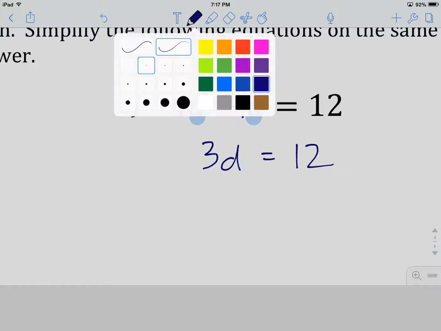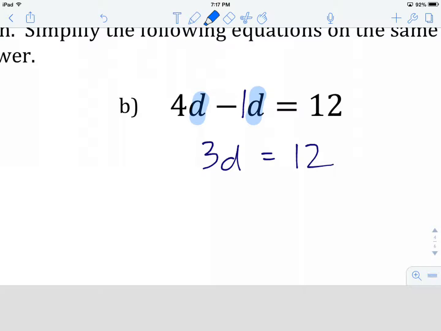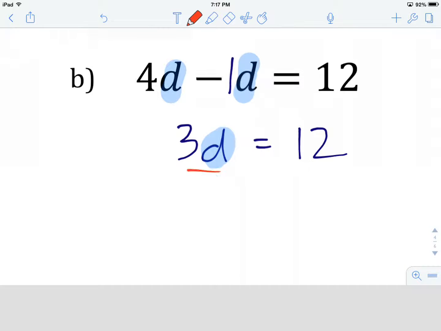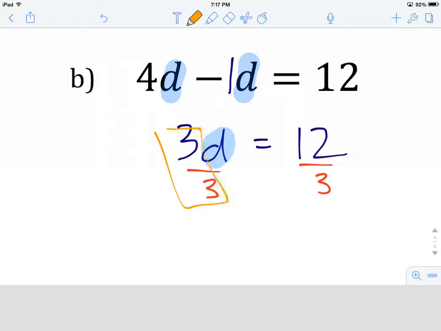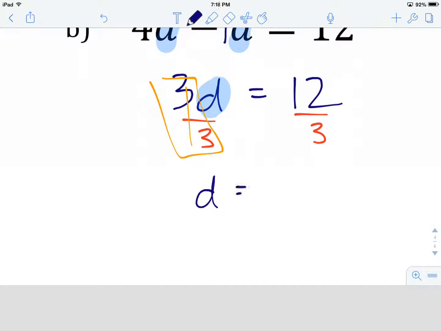So now we find our variable, still D. We are going to undo whatever's being done to it. It's being multiplied by 3. We undo that by dividing both sides by 3. The multiply by 3, divide by 3, they undo each other. We are left with D, and 12 divided by 3 gives us 4.